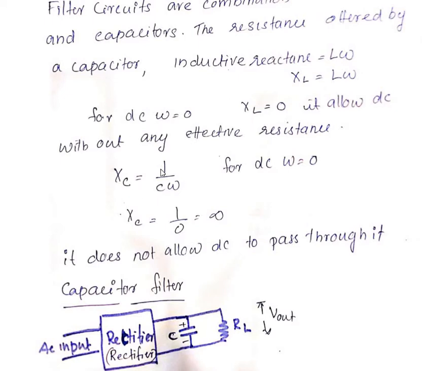In the case of a capacitor, we call the resistance offered by the capacitor the capacitive reactance. Normally it is denoted by the letter Xc. So Xc is equal to 1 by C omega. This 1 by C omega is the resistance offered by the capacitor to the flow of current. For DC, what is omega? We know that for DC, omega is equal to 0. So what is the resistance offered by this capacitor for the flow of DC? That is equal to 1 by 0, that is equal to infinity. So the capacitor offers infinite resistance to DC. Inductor offers no resistance to DC.